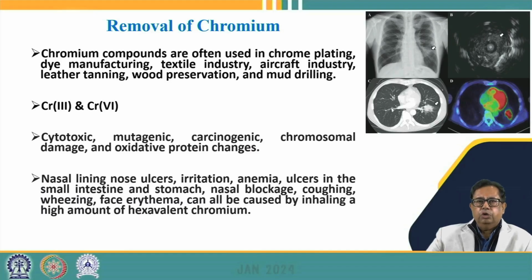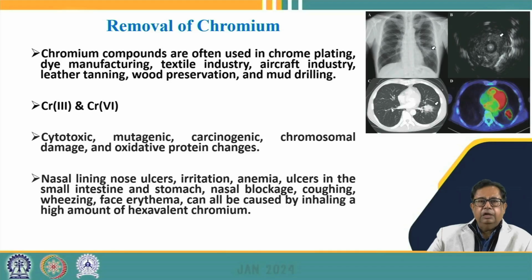So chromium may also come into the environment through various industries like chrome plating, dye manufacturing, textile industries, aircraft, leather tanning, wood preservatives, and mud drilling. So the chromium may be present in the water in two major forms. For example, it may be present in trivalent form or it may be present in the hexavalent form. So this hexavalent form is quite toxic, basically cytotoxic in nature, mutagenic, carcinogenic. It can cause chromosomal damage, and also it can cause oxidative protein changes.